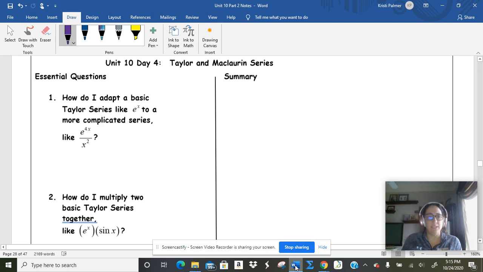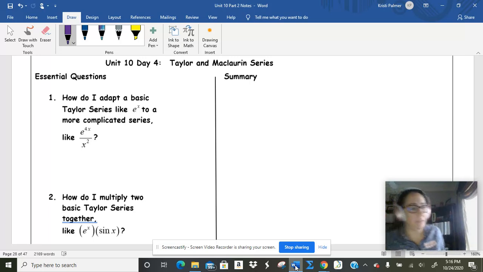Hey all, we are on day 4, and today we're going to start manipulating these power series, with little tricks and tidbits that I think are super fun. It's just kind of like multiplying some of them together and dividing and just adding constants. I have a lot of fun with this, so I hope that you like this too.